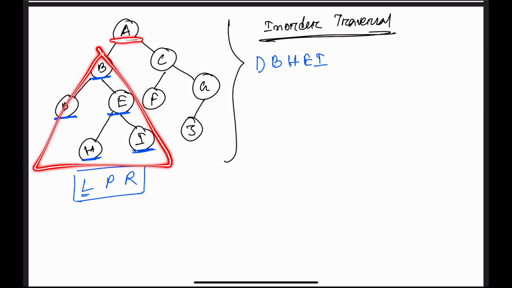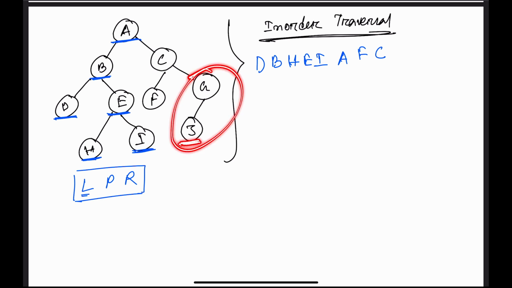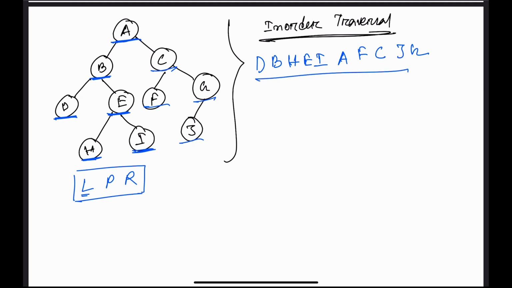Now the root, which is A. Then obviously this subtree would be what we talk about. Okay, and here F is the left part, C is the root, and this is the right subtree. Then F would be printed out first, and then C, and then here, as it is in the left subtree, then left part, obviously J would be printed out first and then G. Clear? Okay, so in this way is in-order traversal also.